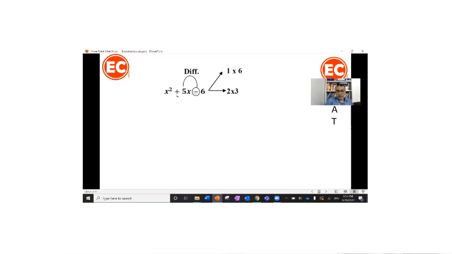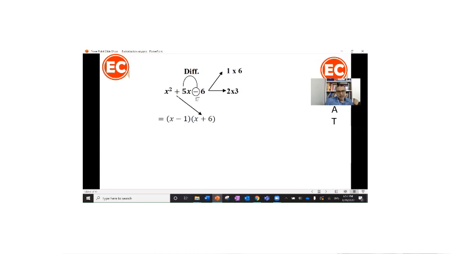So if the last sign is positive, I'm looking for the sum. But if the last sign is negative, I'm looking for the difference. So I'm going to choose 6 and 1. And here, you gotta be patient. You gotta put the greatest, which is 6, with the sign of the middle. If the sign of the middle is positive and 6 is the greatest number, I put it with positive. And the other number I put is negative.